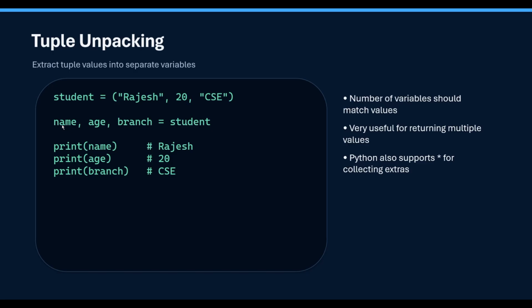Here I am taking three variables, name, age, and branch, and storing those values in them. The first element is stored here, the second element here, and the third element here. You have to understand that for unpacking, the number of variables should be equal to the number of elements in the tuple. You can print those values by using these variables. This is how tuple unpacking works.